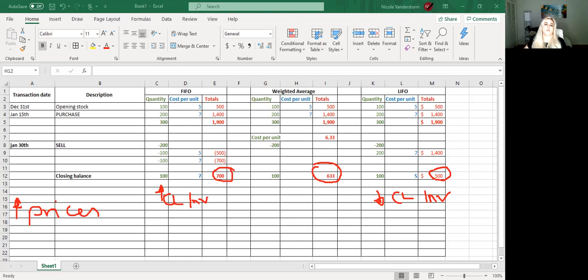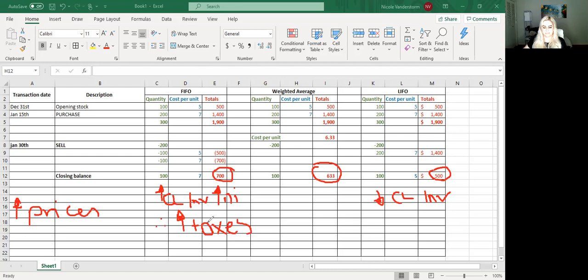Okay, folks. Now, when your closing inventory is higher, that means that your cost of sales is going to be lower. Therefore, your profits are going to be higher. So I'm just going to say net income, NI. Therefore, you're paying more taxes. And of course, it's going to be the opposite for LIFO.